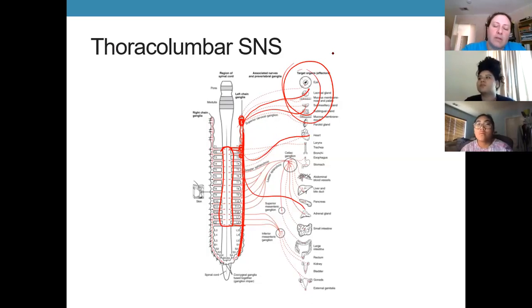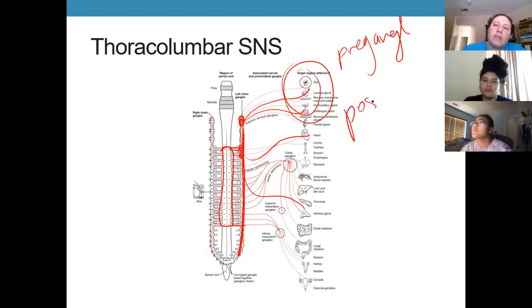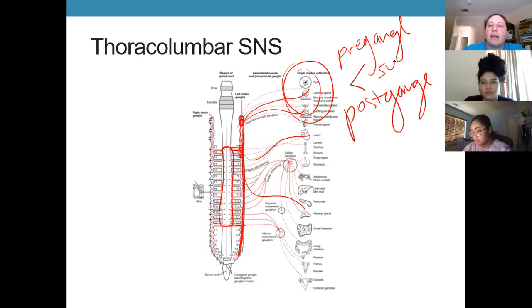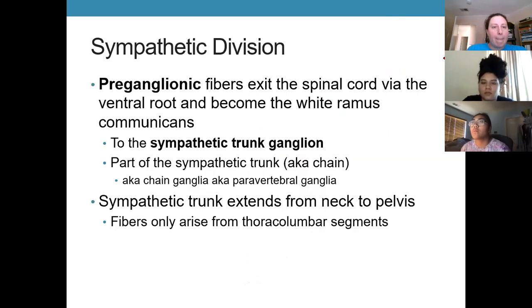So we use the terms preganglionic and postganglionic because, of course, there's a synapse inside of a ganglion in between, right? So that's how we avoid confusion when we're talking about two motor neurons in a pathway getting between the central nervous system and their effectors. Pretty sure I have a close-up of that in a second.